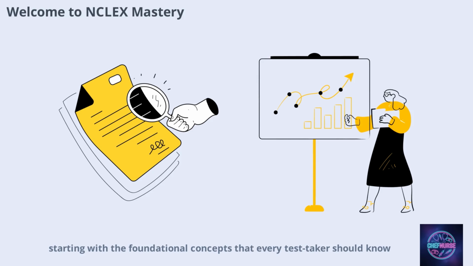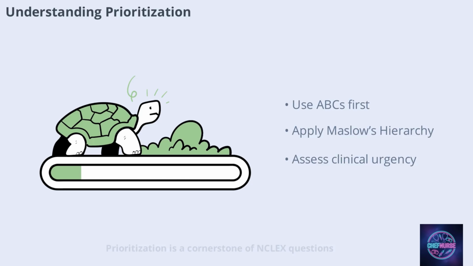test taker should know. Prioritization is a cornerstone of NCLEX questions. You'll often be asked to decide which patient needs attention first. This requires a solid grasp of clinical urgency and the ability to quickly assess situations. Remember, the NCLEX wants to see if you can think like a nurse in real-world scenarios. We'll explore frameworks like ABCs (airway, breathing, circulation) and Maslow's hierarchy of needs to guide your choices. Let's look at how these principles apply in practice.